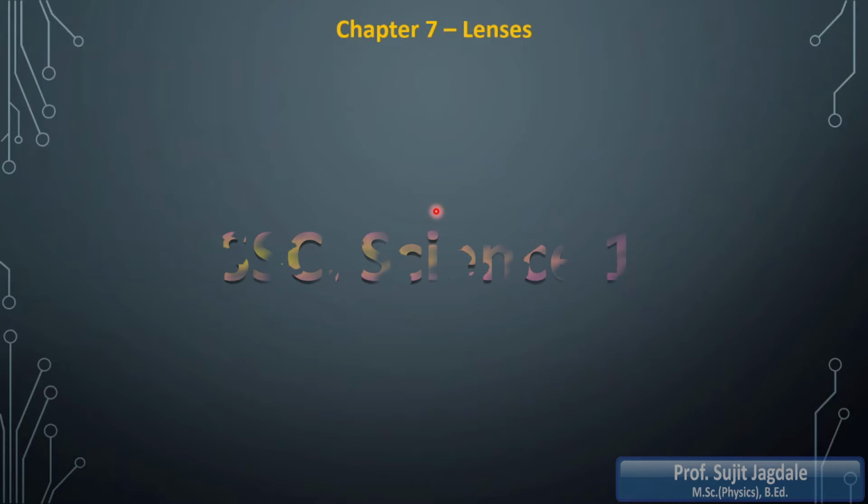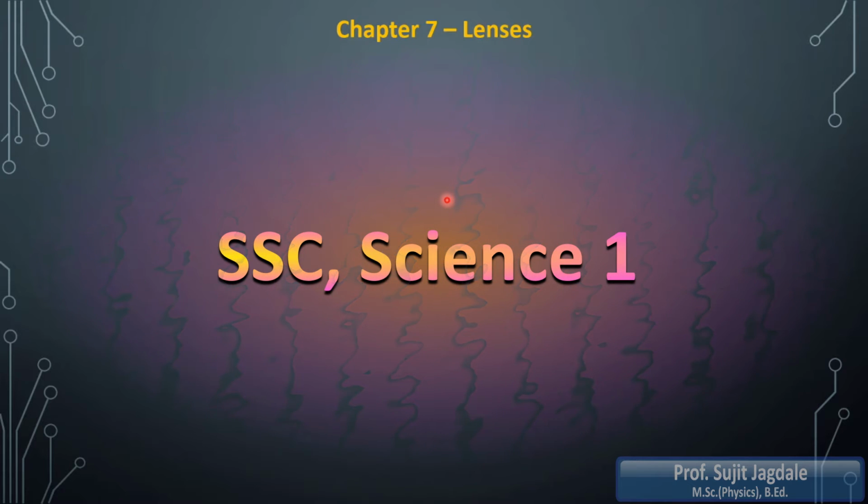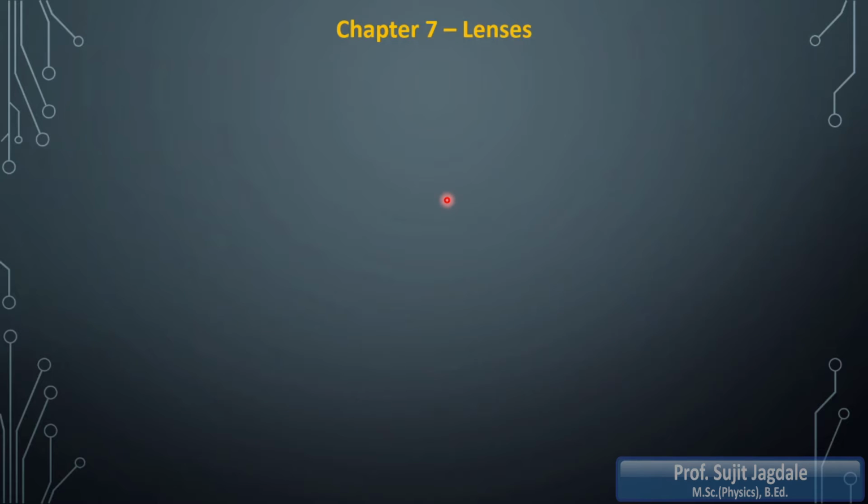Here we had started chapter number 7, Lenses, and for that we had already studied a series of lectures. We had considered points like lenses and types of lenses. Then we also considered the images formed by convex lenses as well as images formed by concave lenses. So that part we had already considered.